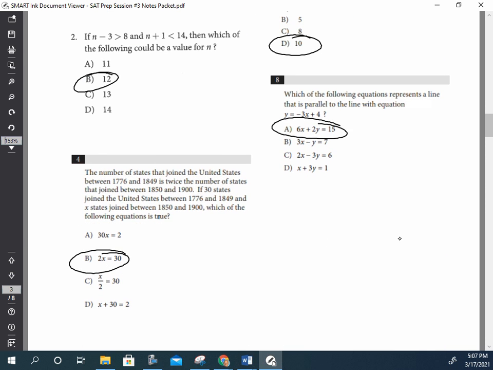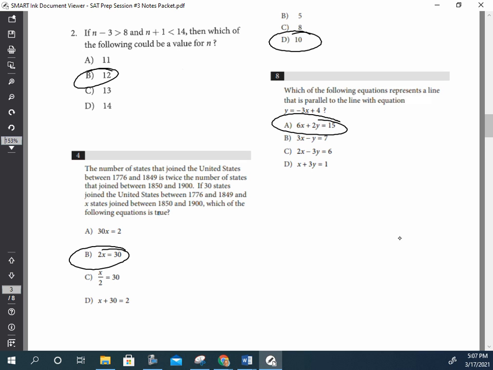All right, so looking first at number 8. Which of the following equations represents a line that is parallel? So remember, parallel lines means you have to have the same slope. So the slope has to be the same. For y equals negative 3x plus 4, the slope is negative 3. So you have to figure out with these 4 equations, which one has a slope of negative 3.